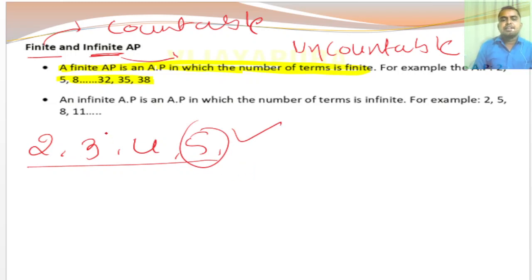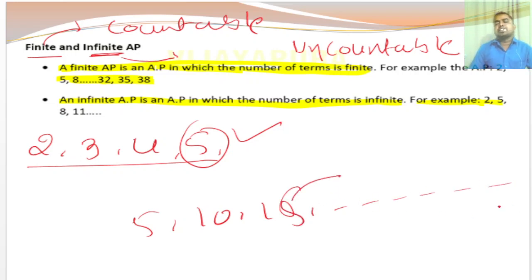An infinite AP is an AP in which the number of terms is infinite, and it does not contain the last term. See here, infinite AP means 5, 10, 15 and so on. There is no end here and there is no last term here. So such a type of AP is called an infinite AP.